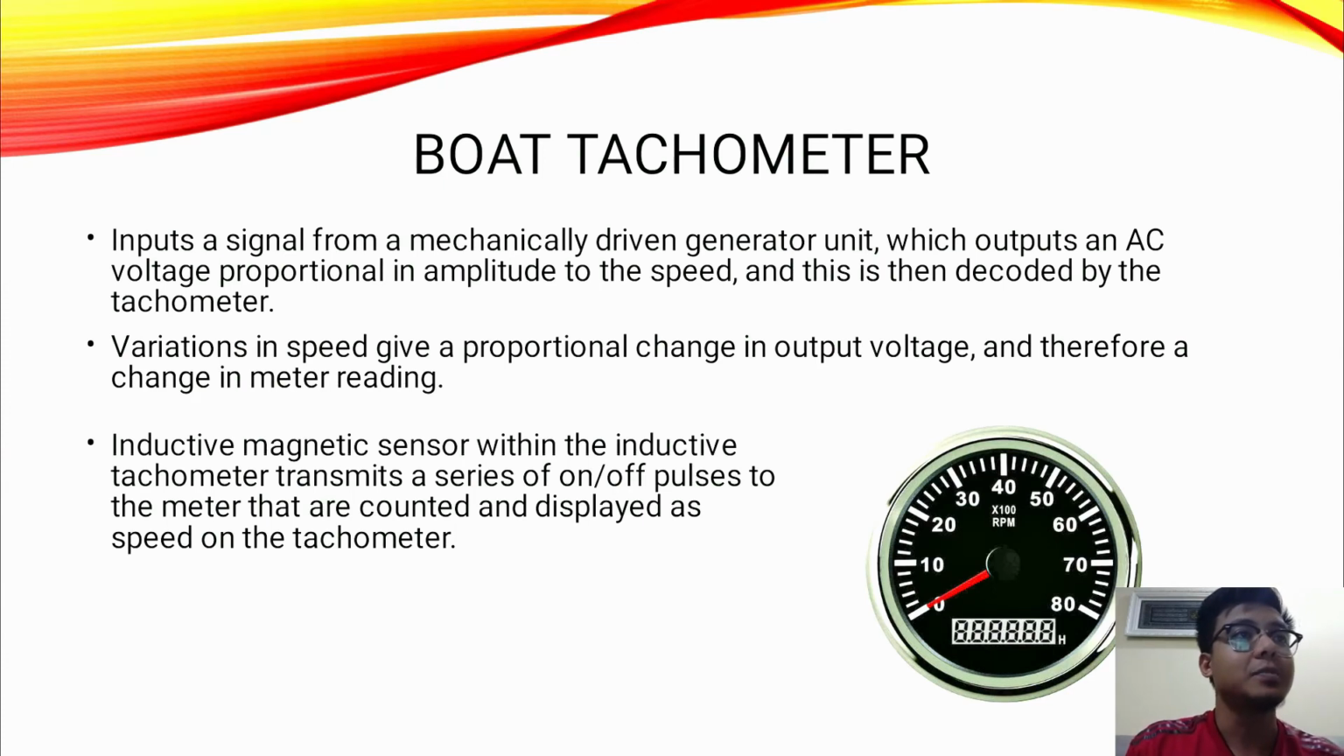So the next one is boat tachometer. It has an input. So the input is the engine, boat engine. So output is AC voltage proportional in amplitude to the speed, and this is then decoded by the tachometer. The variation in speed give a proportional change output voltage, therefore a change in meter reading. There will be some kind of variation in the terms of the RPM of the engine.